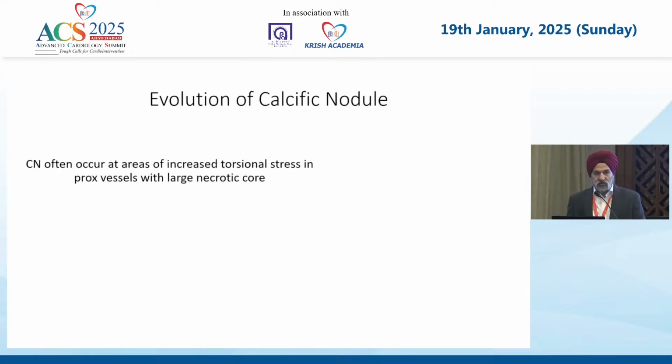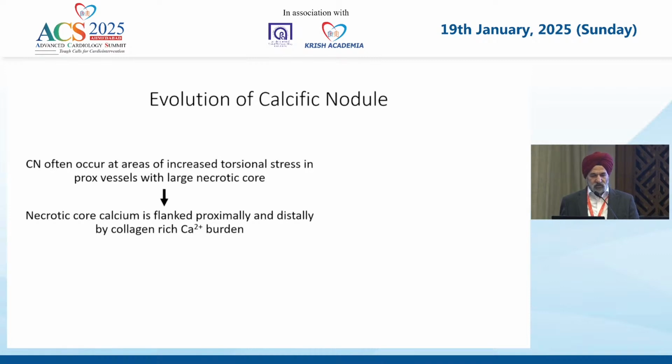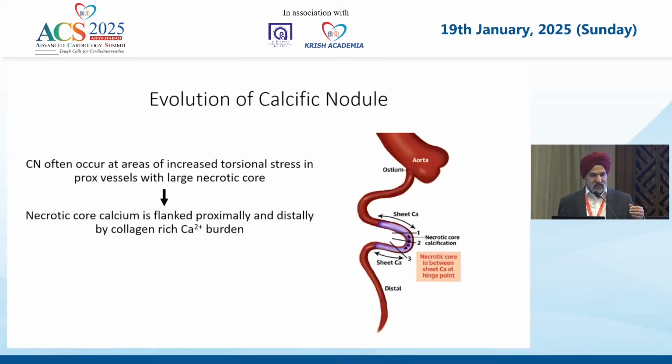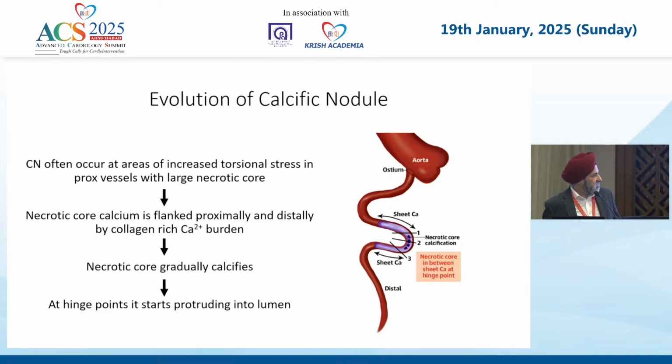Well, as I told you, the calcific nodules develop in the proximal part of the vessel. These are the parts where there's a lot of torsional motion going on. So the necrotic core here builds up, and it's in between the calcific plates. Can I have a pointer? It's in between the two calcific plates that you get to see. Yeah. So these are the calcific plates, and in between them there is a necrotic core built up with calcific plaques, and this core is gradually calcifying. At the hinge point it starts protruding, and the moment it protrudes, it breaks open into the lumen of the vessel, and you have a nodule formation which now breaks into the lumen.